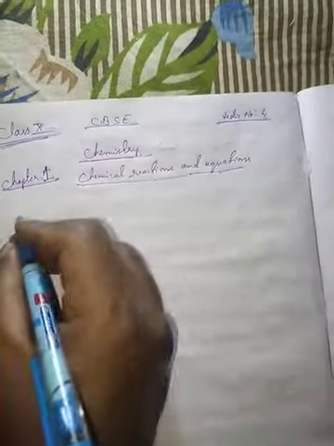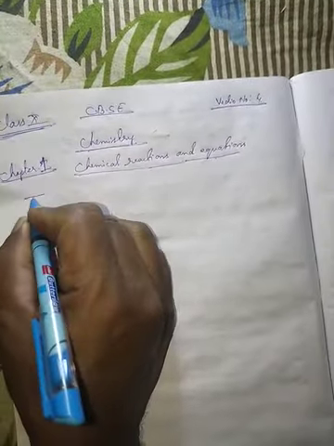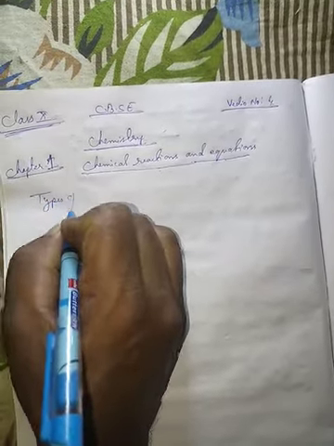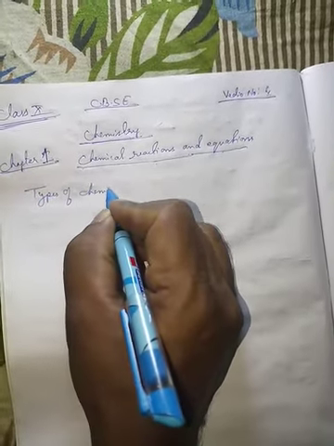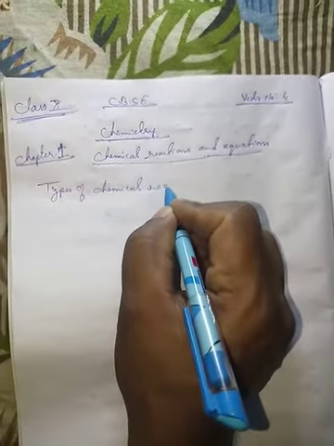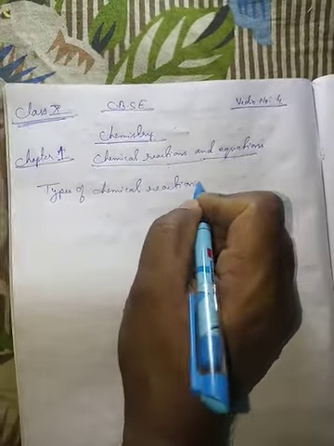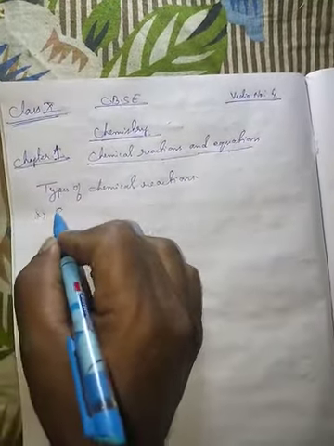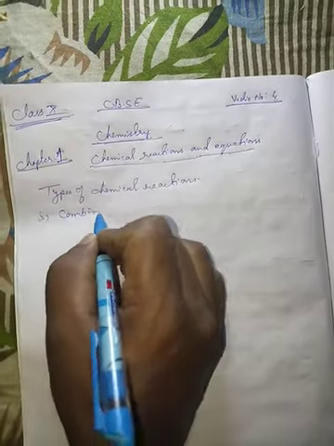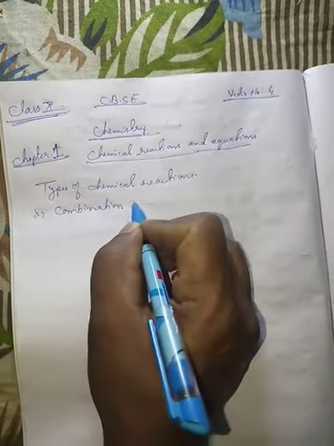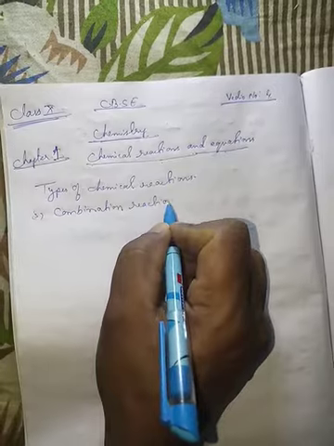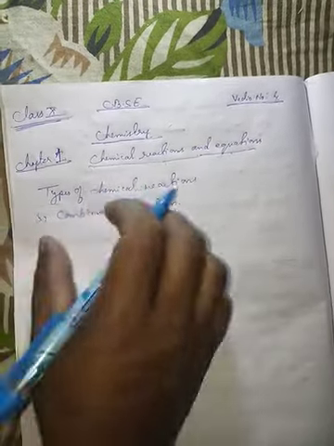So let's start. Different types of chemical reactions. First is combination reaction. What is combination reaction? As the name suggests, combination, that is combine.